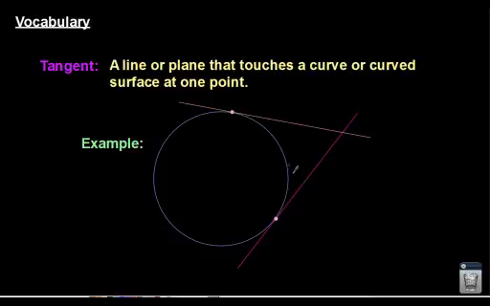Alright, so what I want you to notice is, even though these are both tangents, if we were to think about them in terms of slope, their slopes would be different. The dark pink one would have a positive slope, and this peach line would have a negative slope. Even though they're both tangent, their slopes are different.